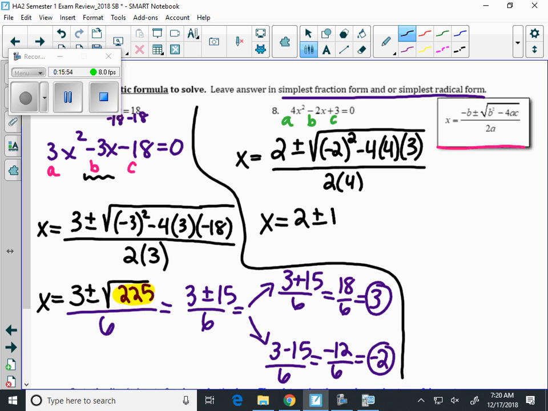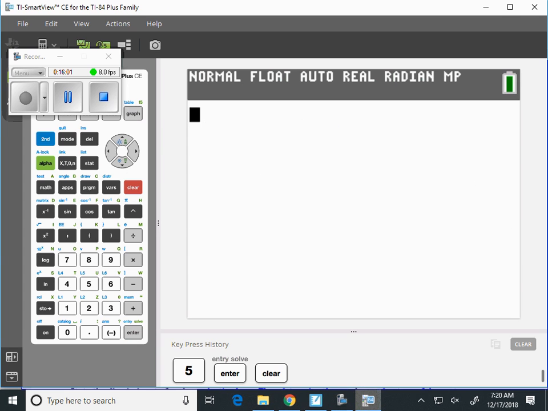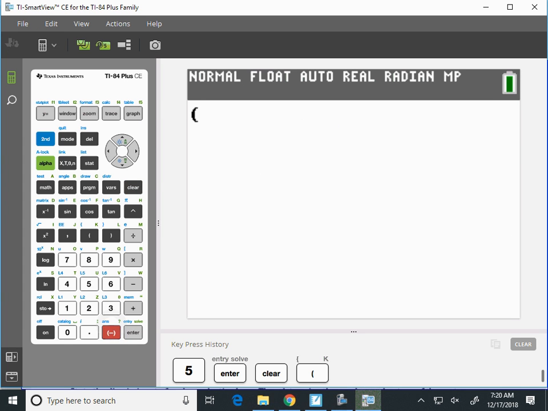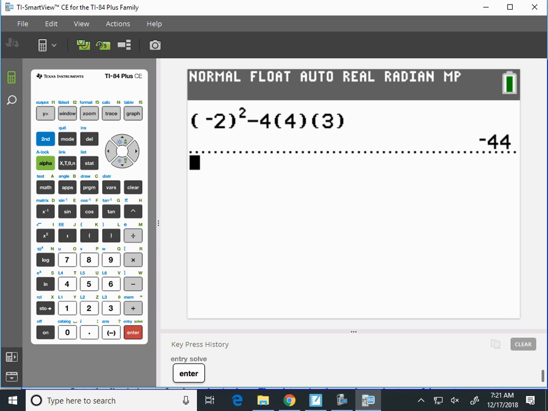Now to simplify this, you need to figure out what goes under the radical. What is that discriminant? So you're going to take your calculator, and you'll do -2 in parentheses squared minus 4 times a times c. And you get -44 under the radical.